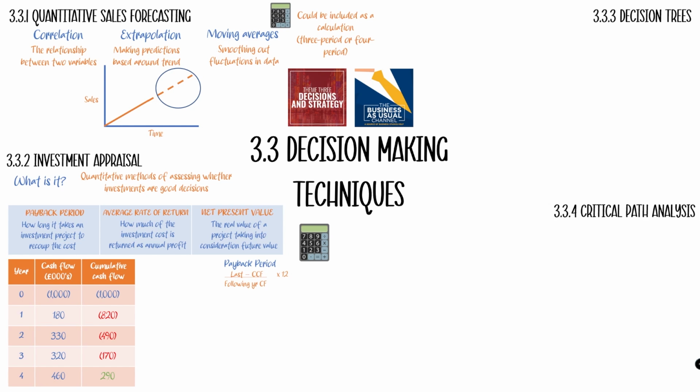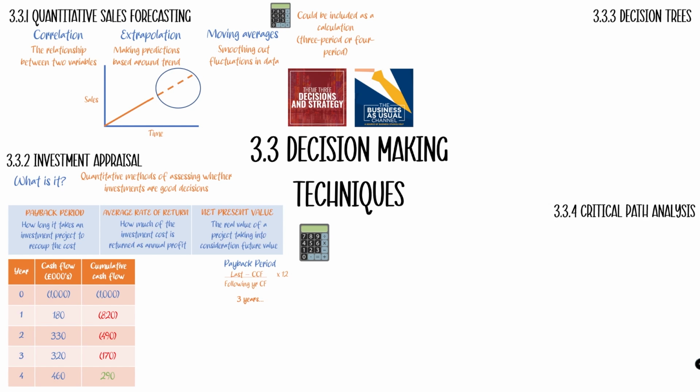And then by the time we get to the end of year 4, we're into positives. So by this point, we've made our £1 million back. We've got a profit on this project of £290,000. And so we've reached that payback period, not at the end of year 3, but by the end of year 4. So we've reached it in 3 years and something. And what we need to do is we need to work out what the something is. So how do we do that?